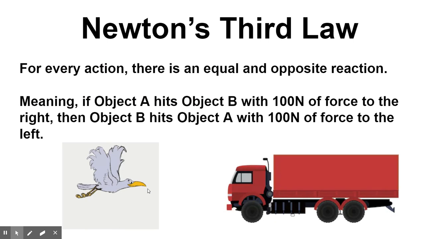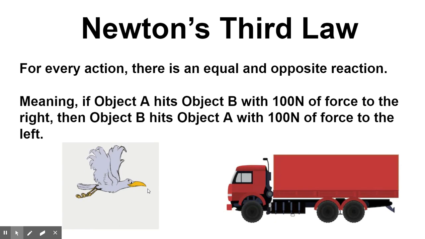And then I think the last question on the test is going to ask you about Newton's third law. For every action, there's an equal and opposite reaction. So basically what that means is if object A hits object B with 100 newtons of force, then object B is going to hit object A with the same amount of force. Now, if you look at this picture here between the bird and the truck, if the bird hits the truck's windshield, whatever force the bird applied to the truck is going to be the same exact force that the truck applies to the bird.